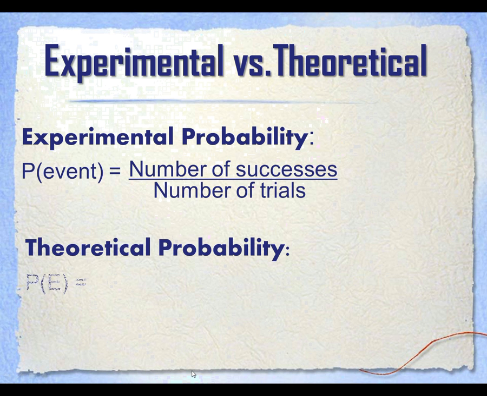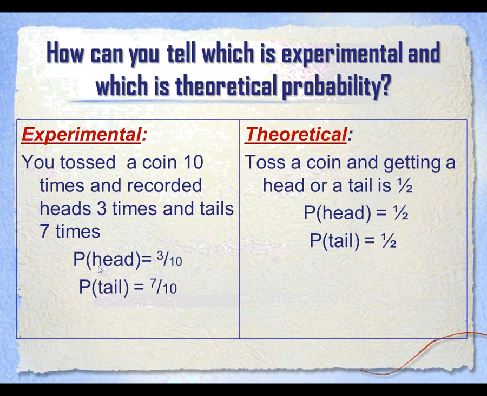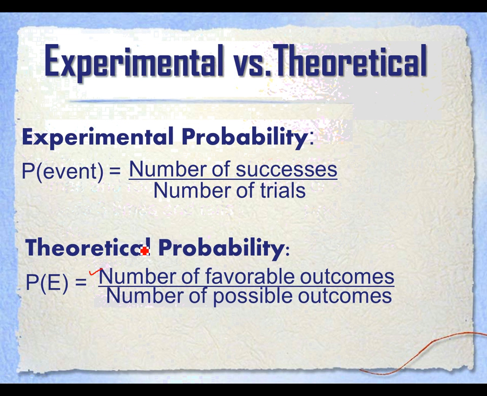Okay. Theoretical probability, very similar to experimental probability, but this is based on the number of favorable outcomes over number of possible outcomes. So theoretical probability is, you flip a coin and you say, well, I want a heads or a tails. Well, you can only pick one, so it's going to be 1. And how many possible outcomes are there on a coin? 2. So that's how that works out.